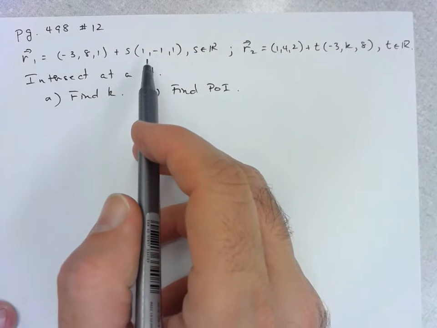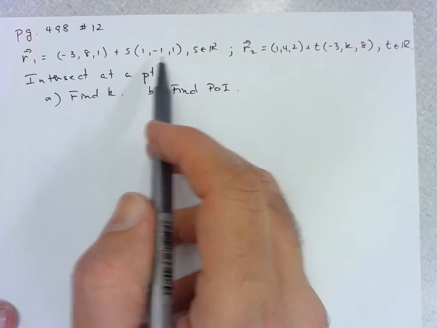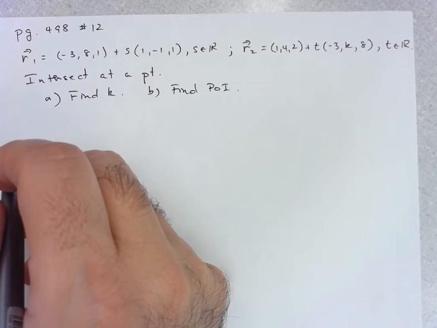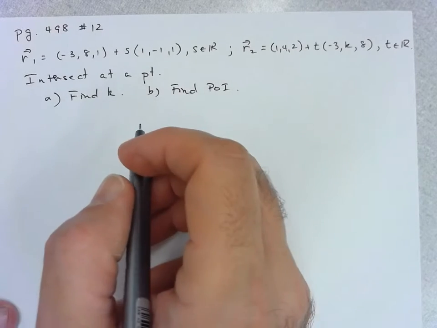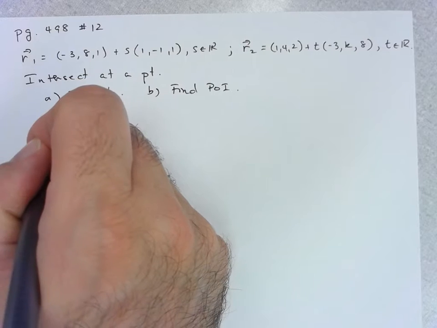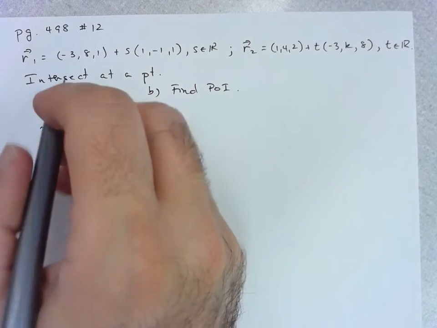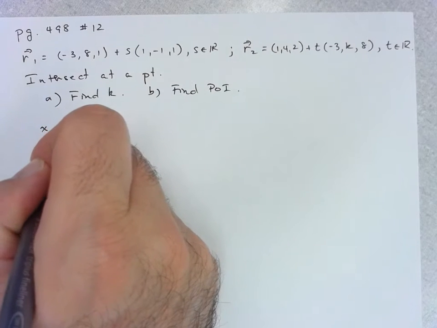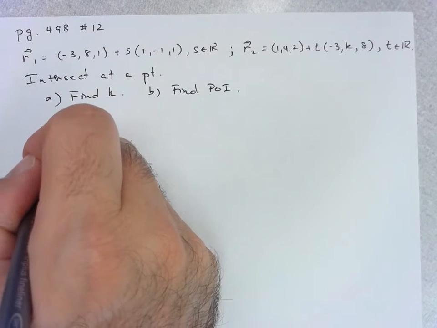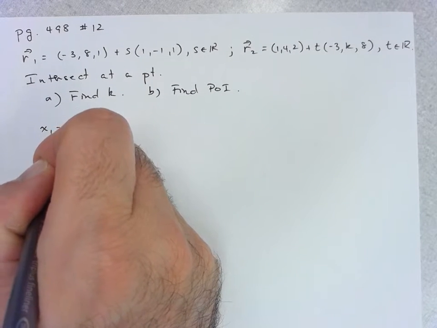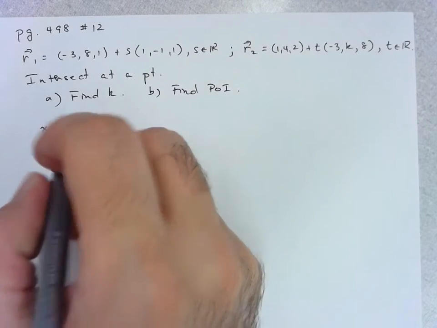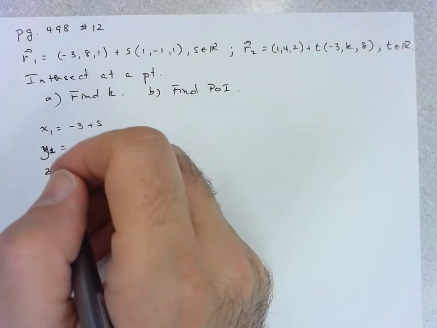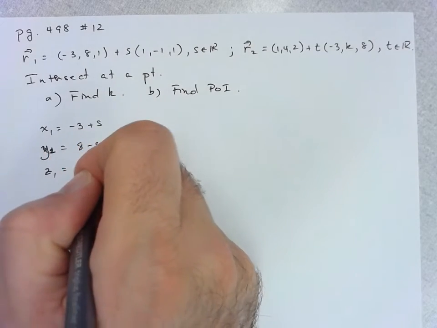Okay, so the way in which we find intersections of lines is to consider them in parametric form and then solve a system of equations. So let's start by writing them out in parametric form. So x1 is equal to negative 3 plus s. Here y1, sorry about that, is equal to 8 minus s. Okay, and z1 is equal to 1 plus s.